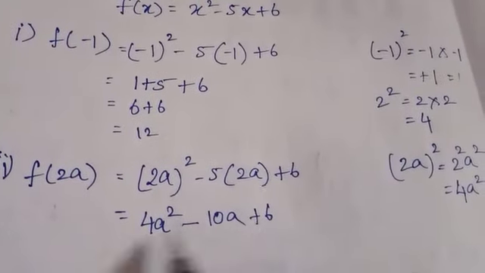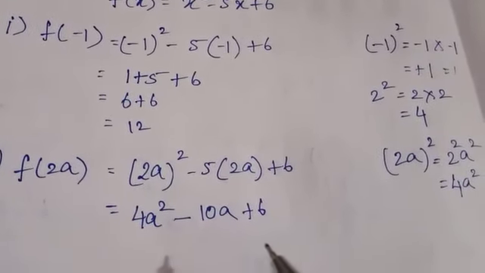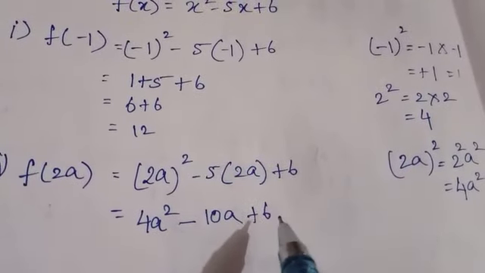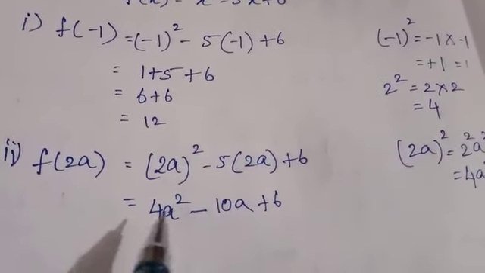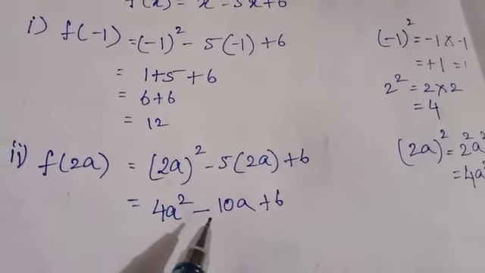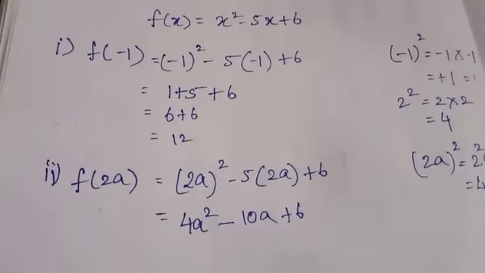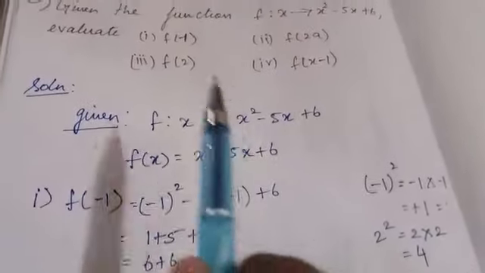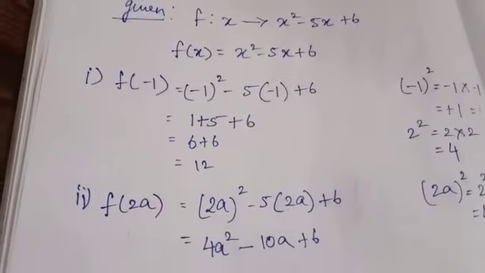Can we solve after this? No, we cannot solve this. So the answer is 4a square minus 10a plus 6. So next we'll move on to the third subdivision.